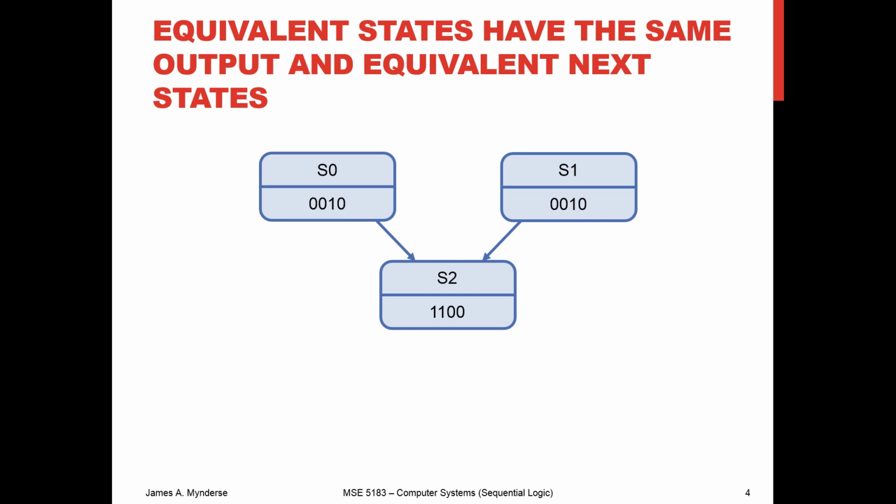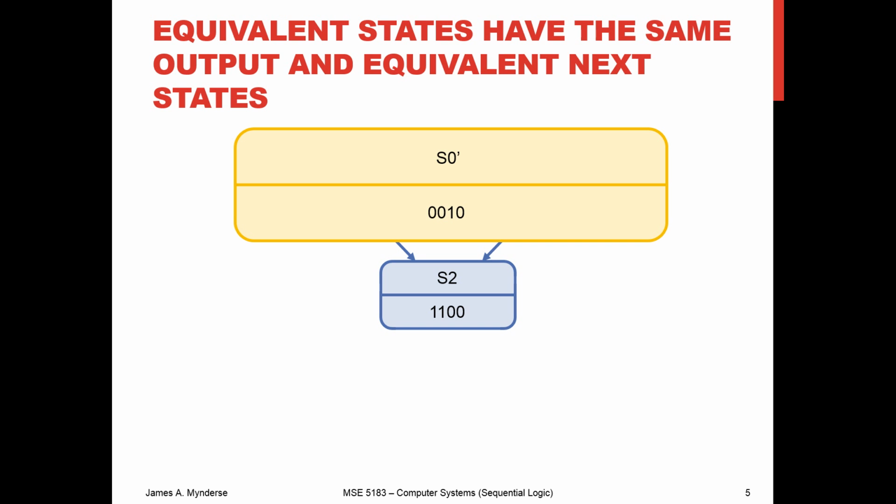So for instance, if I've got these 3 states, S0, S1, and S2, S0 and S1 both have outputs of 0, 0, 1, 0, and they both transition to state S2. So we are going to define that as equivalent. They are equivalent states because they have the same output and equivalent next states. If they are equivalent, we can combine them, and we'll call it S0 prime with the same output, 0, 0, 1, 0, and it goes to the same next state, S2. So that's all we're doing.